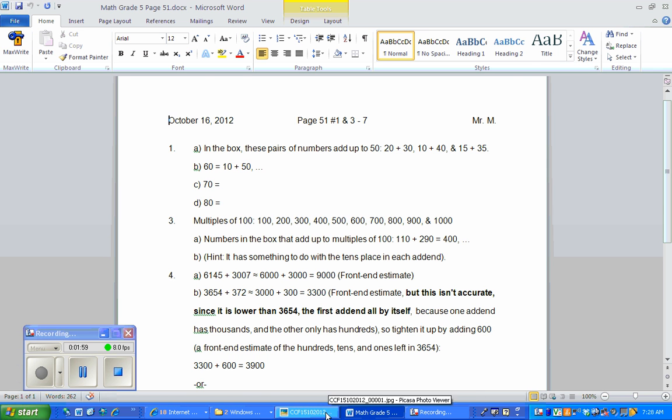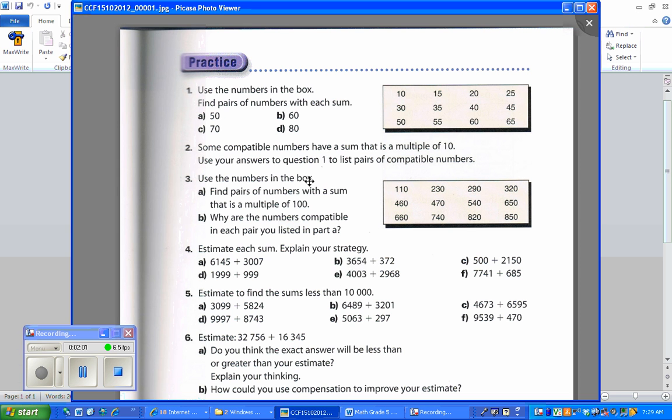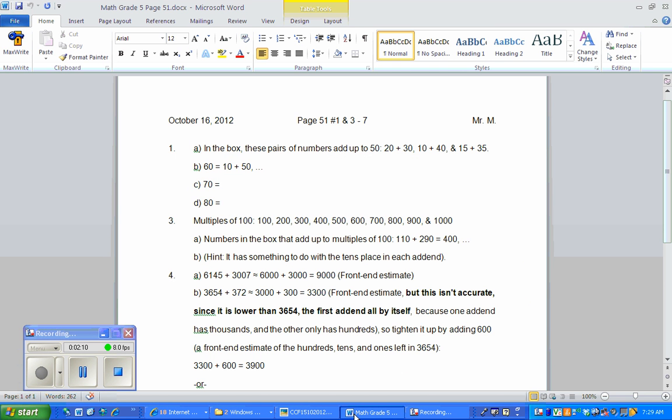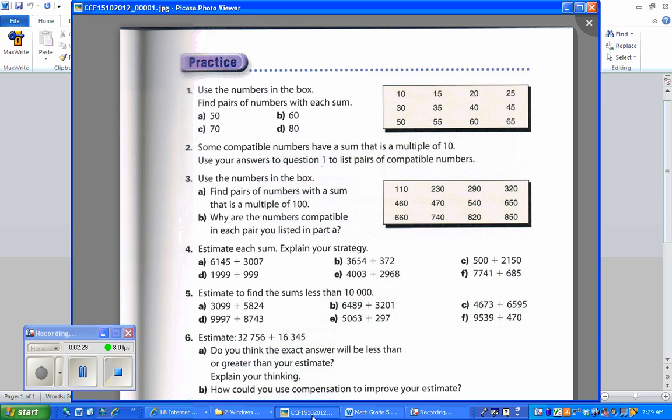Question number 3 asks you to use the numbers in the box, and it means this box over here. And it says find pairs of numbers with a sum that is a multiple of 100. So I started by figuring out what the multiples of 100 were, and here they are right here. Any number that has a 0 in the ones place and a 0 in the tens place is a multiple of 100. I have written down the multiples of 100 up to 1,000 because I don't think we'll need the ones higher than 1,000 for this question.